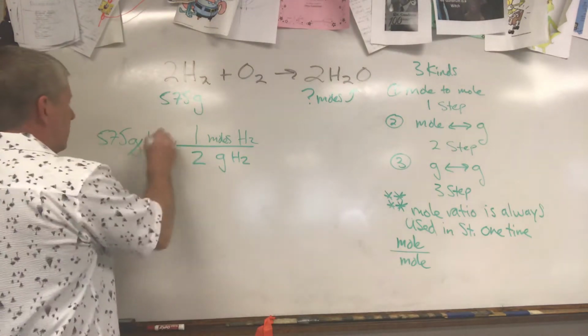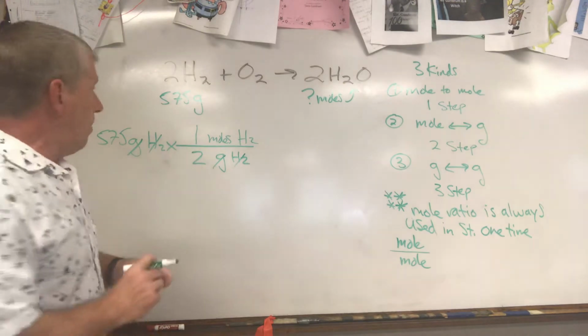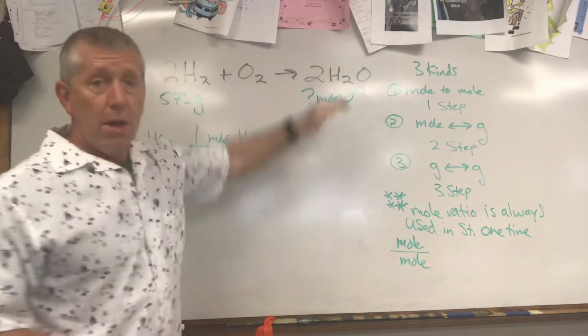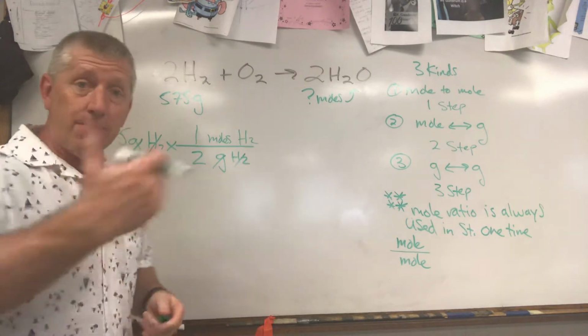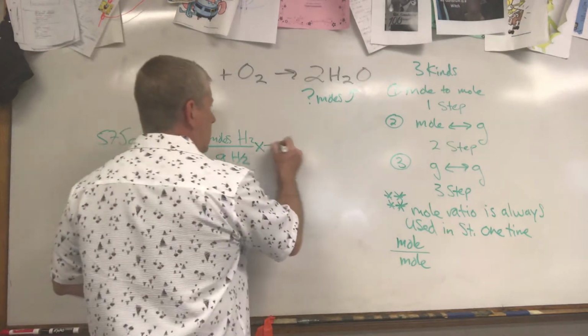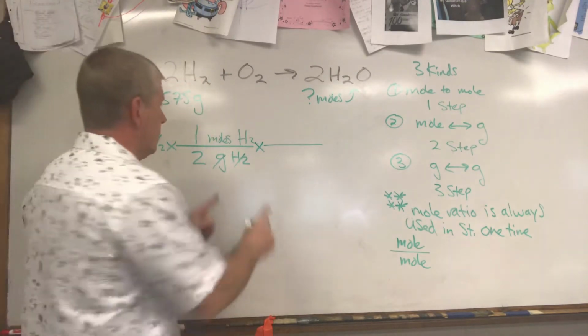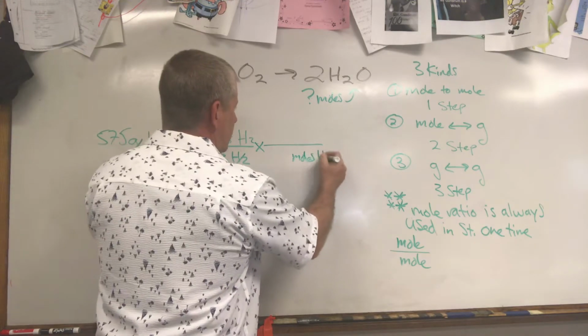All right, that gets rid of my grams of hydrogen. It leaves me with moles of hydrogen. Now, moles of hydrogen is not what I'm trying to find. I'm trying to find moles of water. So that means you're not done. That's why we need 2 steps. We need another step. We have to keep going. Okay. Now, what do you put on the bottom? Whatever's on the top. Ding, ding, ding.